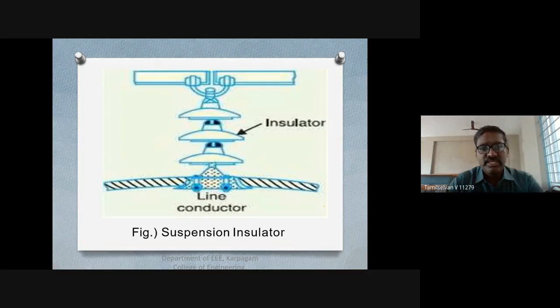So here you can see, for 33 kilovolt, we have 3 of these.